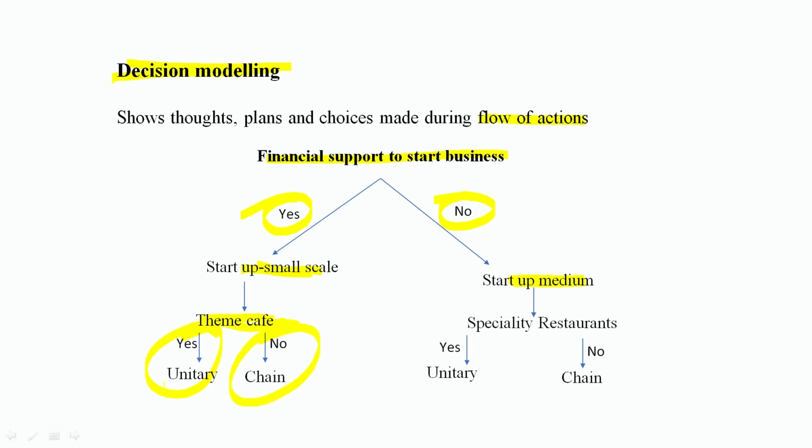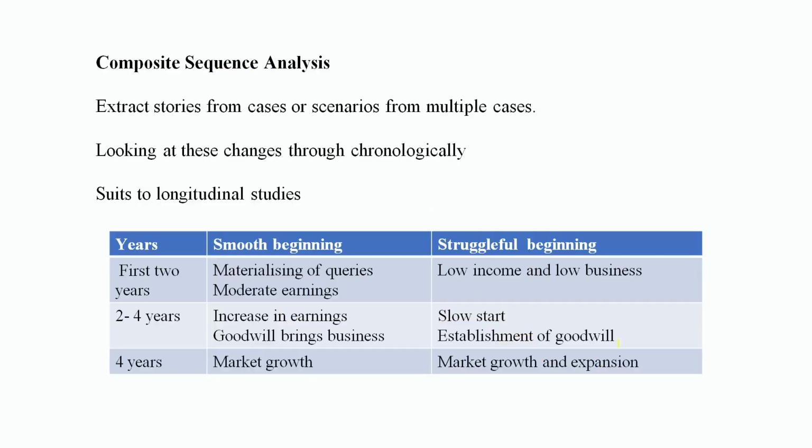When we look again at the medium-sized investment properties, specialty restaurants, and again we can find options. It should be a single unit or it should be a chain restaurant group. So, decision modeling, though this is conceptual, there is nothing scientific or empirical backup for designing this model, but you can understand that we can create such diagrams to present qualitative data analysis findings.